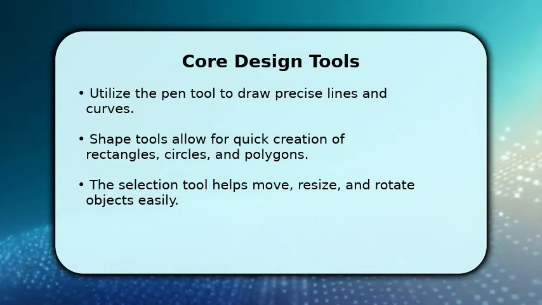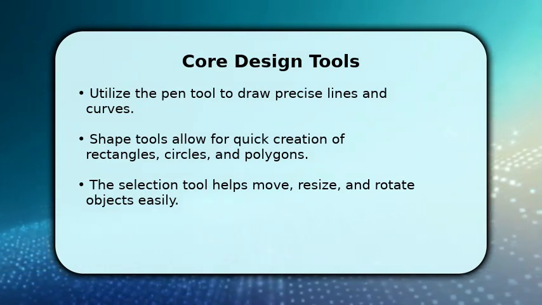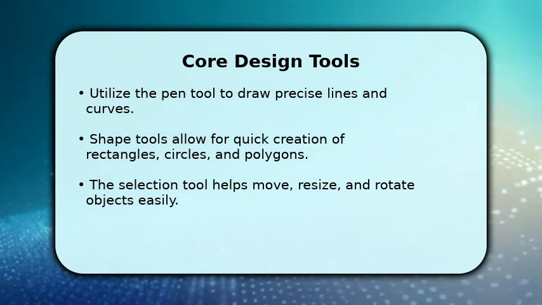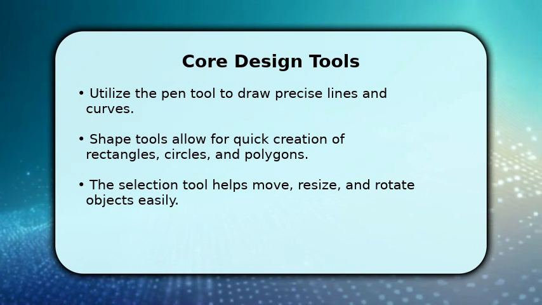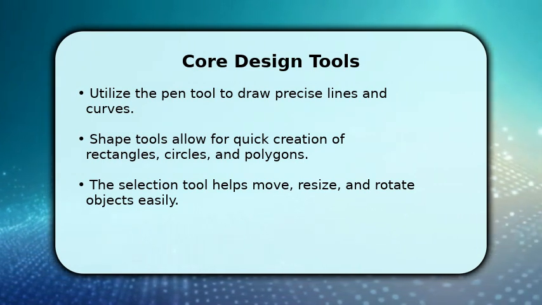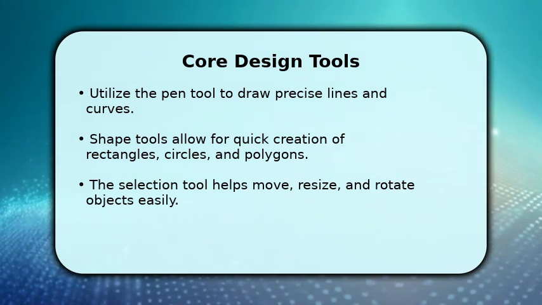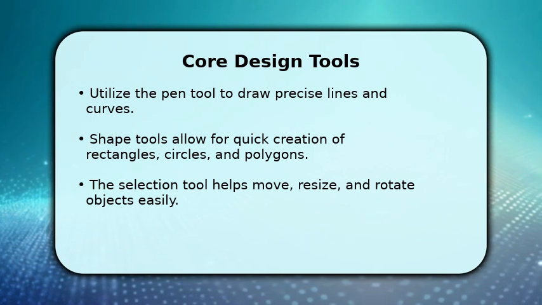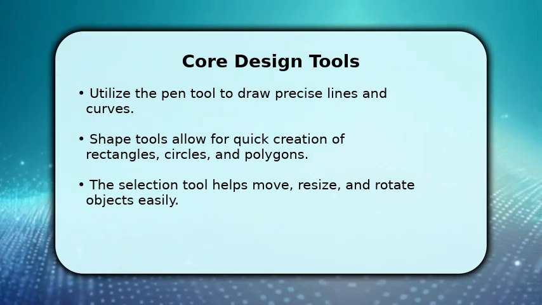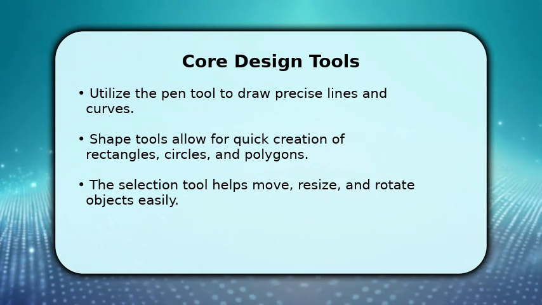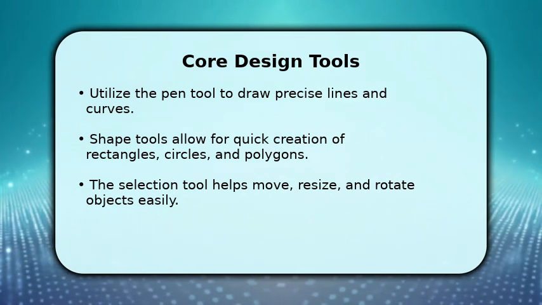The pen tool is excellent for crafting intricate paths and smooth curves, offering precise control over your vector artwork. For basic shapes, the rectangle, circle, and polygon tools are incredibly efficient. Once objects are on your canvas, the selection tool becomes indispensable for repositioning, scaling, or rotating them. Remember to use the Properties panel to fine-tune details like color, stroke thickness, and transparency for a polished look.